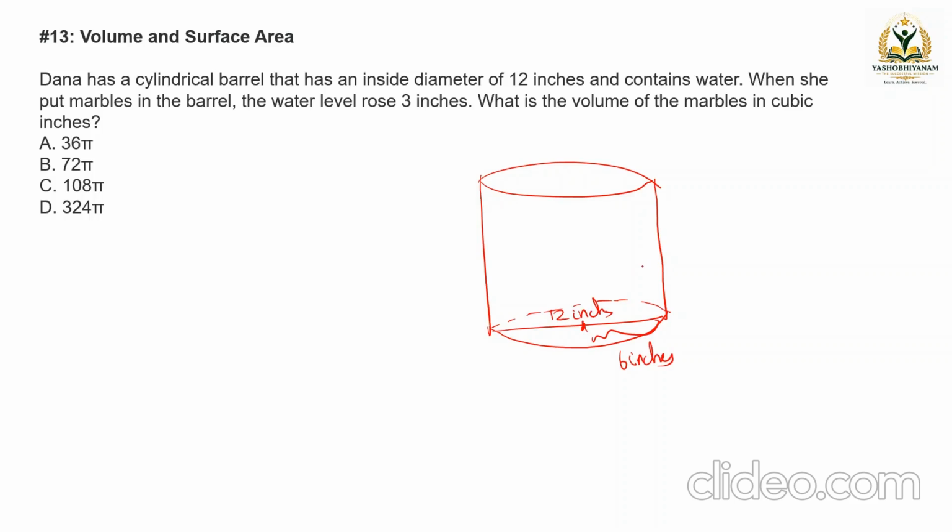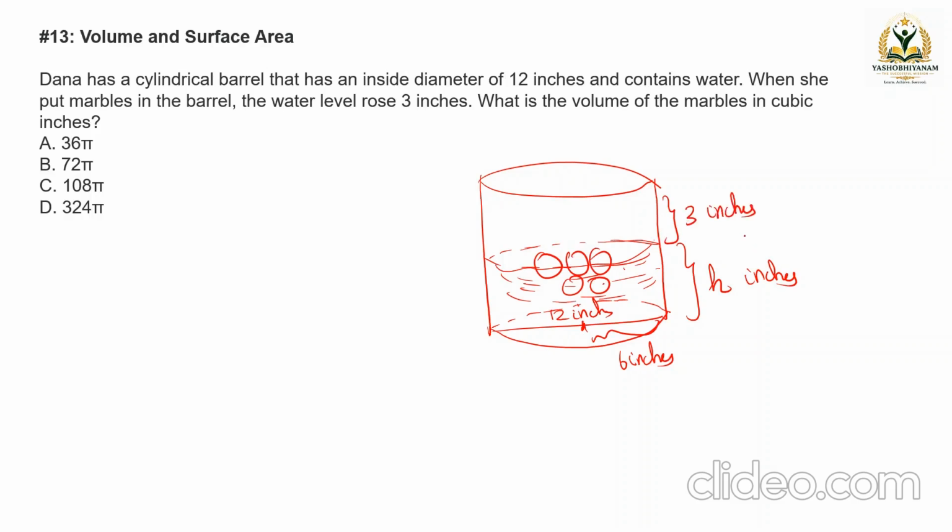And it contains water. When she put marbles in the barrel, the water level rose by 3 inches. So this barrel has got some water here. Let's say that the water is up to a height of h inches, right? Marbles are put in this barrel. When the marbles are put, the water is displaced, so the water level rises by 3 inches. This is what is given here. So once the marbles are put, the water level rises.